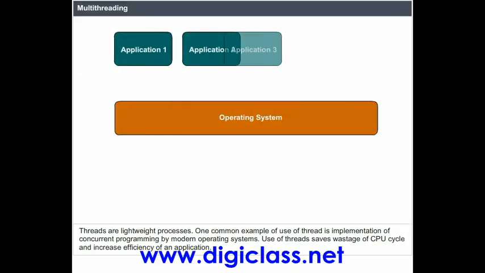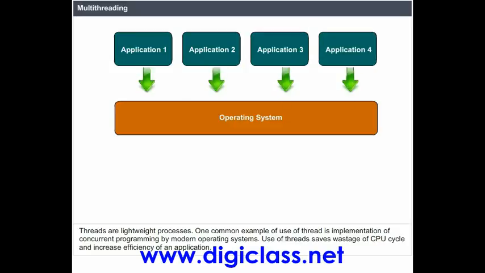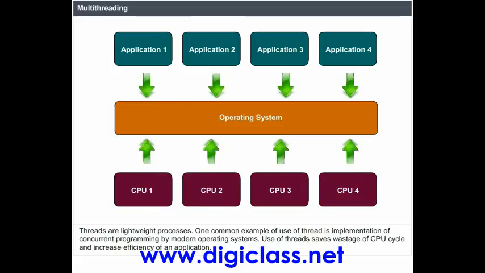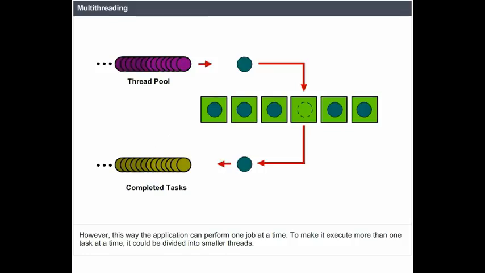Threads are lightweight processes. One common example of the use of threads is the implementation of concurrent programming by modern-day operating systems. Use of threads saves wastage of CPU cycles and increases the efficiency of an application. However, this way the application can only perform one job at a time. To make it execute more than one task at a time, it could be divided into smaller threads.